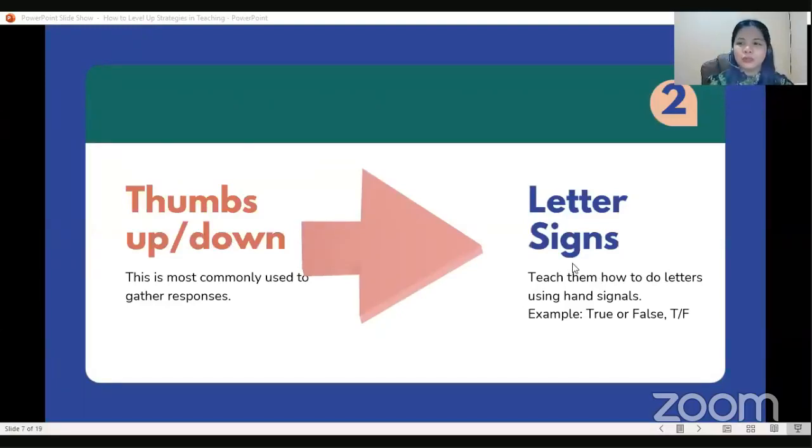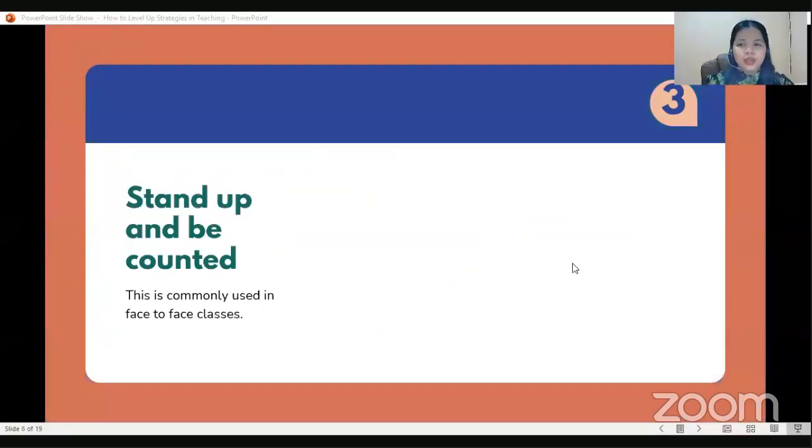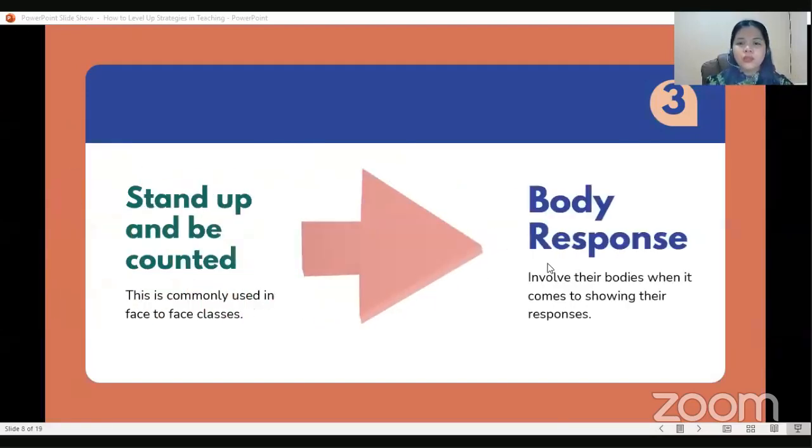Okay, that's number two. Number three, ito. Kahit sa face-to-face, nagagamit na natin ito eh. Kasi ang tagal lang nakaupo ng mga bata, kaya merong gantong strategy na stand up and be counted. So ngayon, pwede natin siyang i-level up na. Bukod sa pagtayo, maybe itaas ang kilay, diba? I-flip yung hair. Let us involve their bodies when it comes to showing their responses.